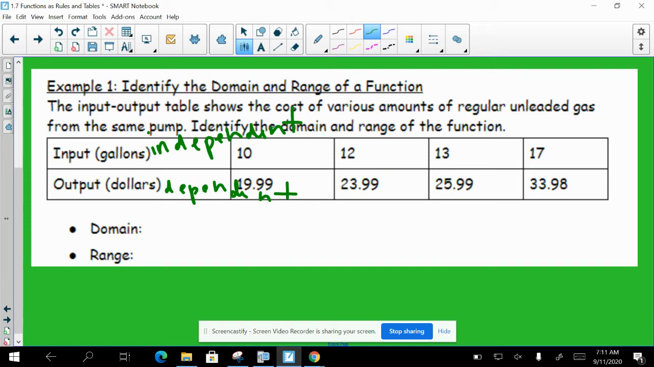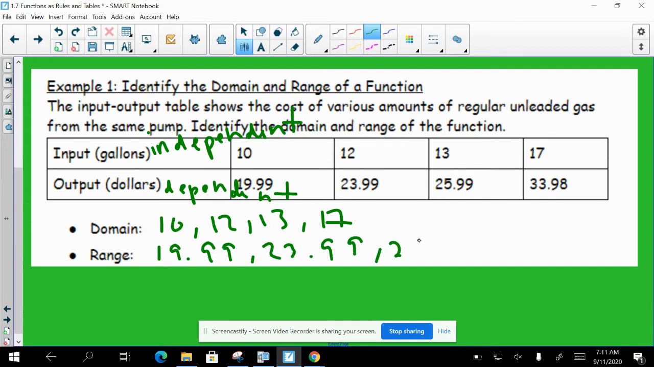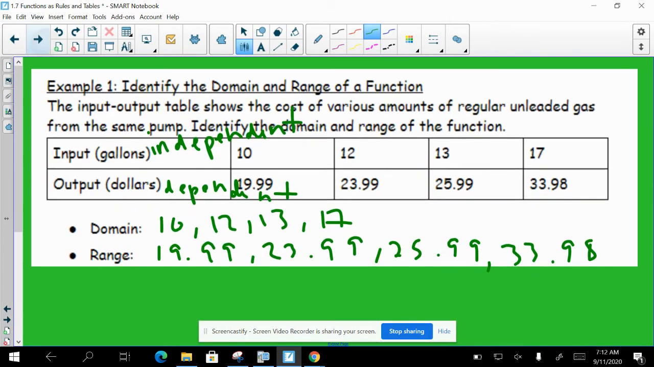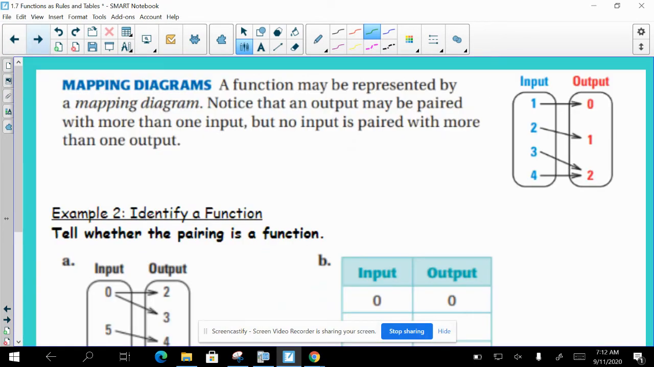So the domain is just all of the x's, all of the numbers in the input. So 10, 12, 13, and 17. And then the range is all of the outputs. So 19.99, 23.99, 25.99, and $33.98. So you could just write them in a list like that. Is there another example down here? Nope, that was it. All right, so a mapping diagram.